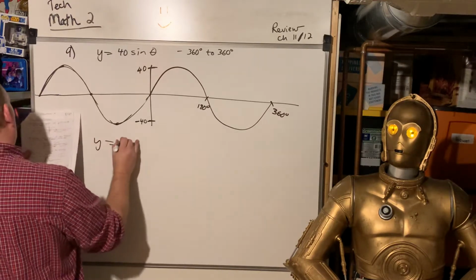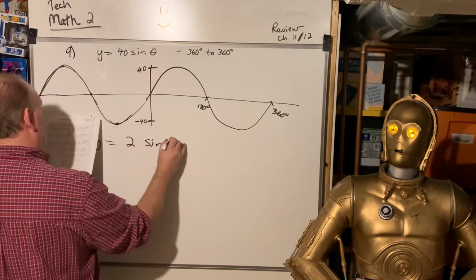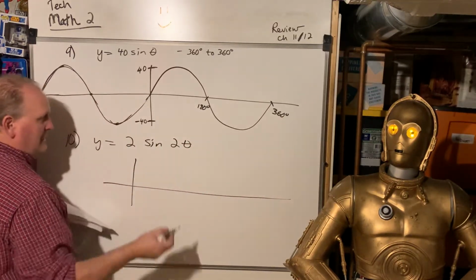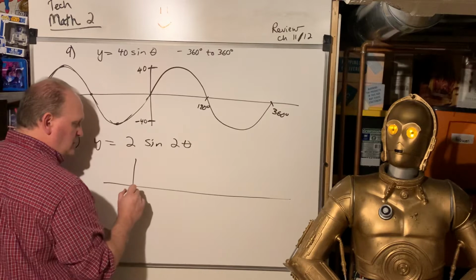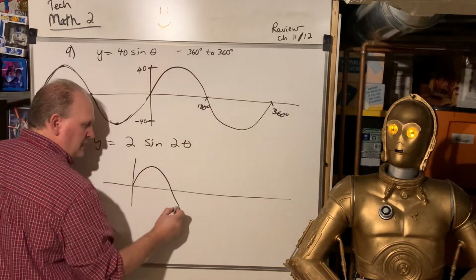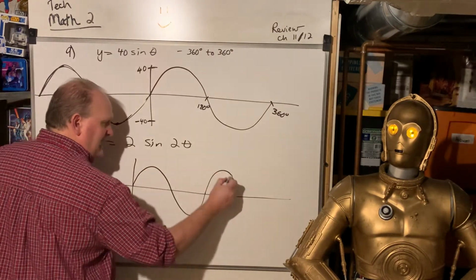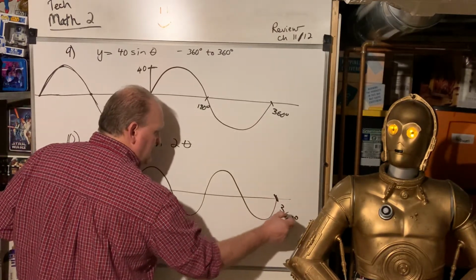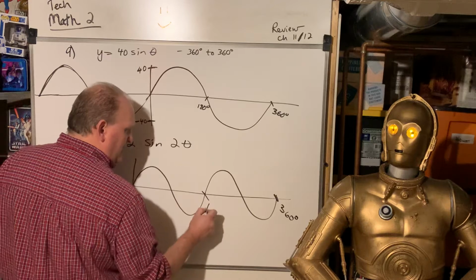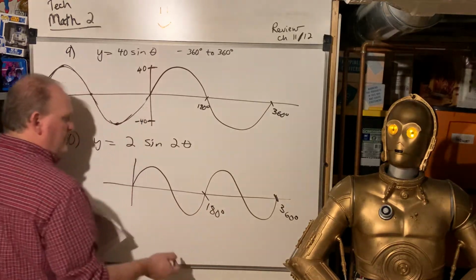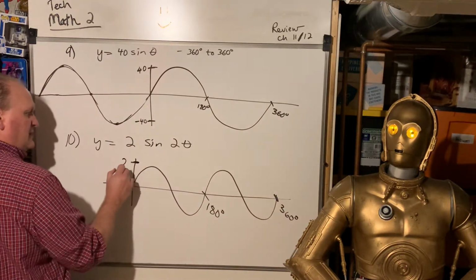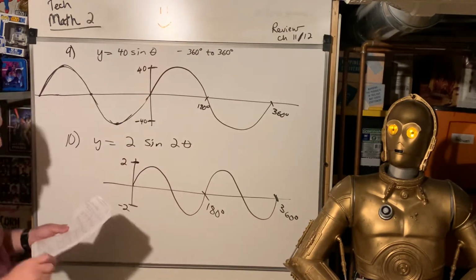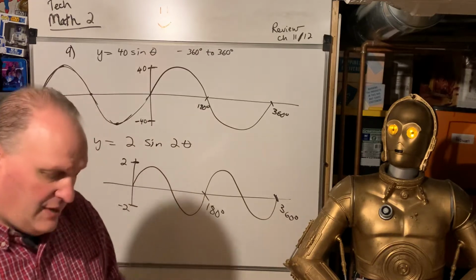Sketch y equals 2 sine 2 theta from 0 to 360. Again, because there's a 2, we get 2 for the price of 1. So you get a sine wave, but then you get a second sine wave in this space of 360 degrees. So now halfway is 180, and then this goes up to 2 and down to -2. The amplitude is always the number in front. Okay.